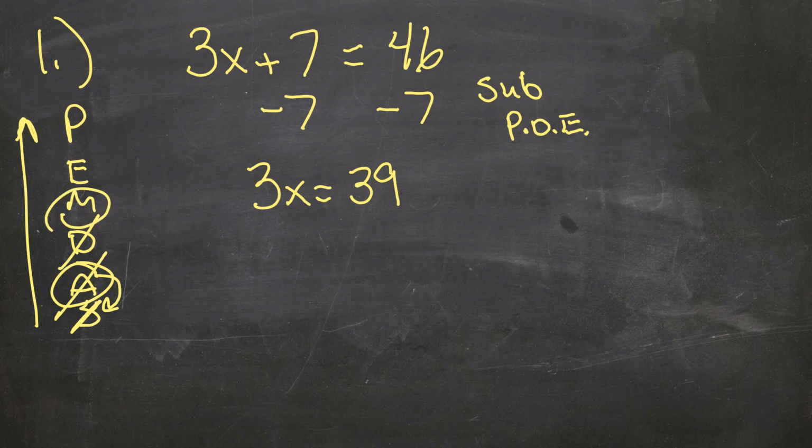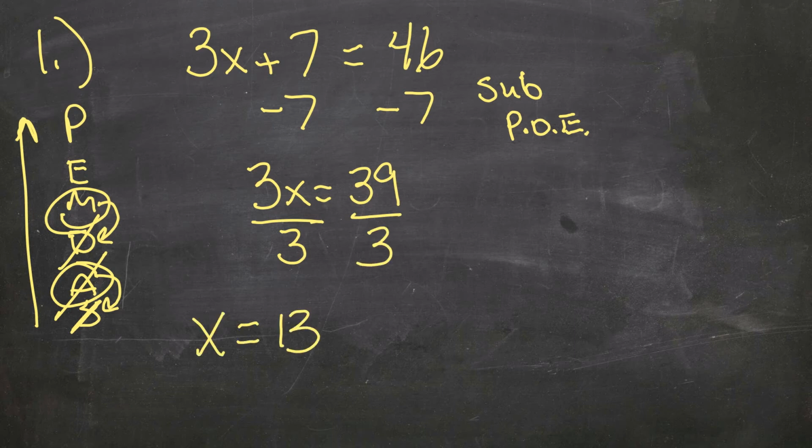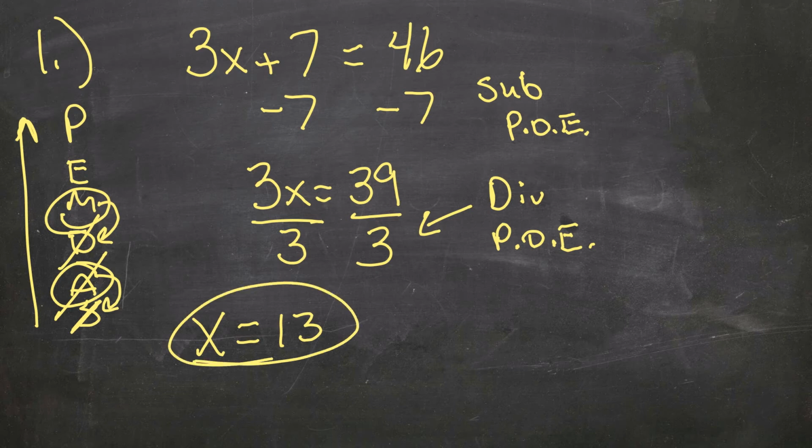I don't see any division, but now I see some multiplication. How do I get rid of multiplication? I divide. So I divide both sides by 3. I end up with x equals 13. The reason I was allowed to divide both sides by 3 is called the division property of equality. That just says you're allowed to divide to get rid of multiplication, but you have to do it on both sides.